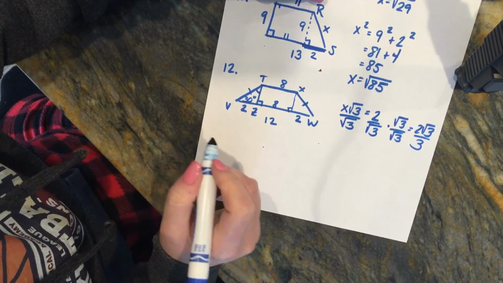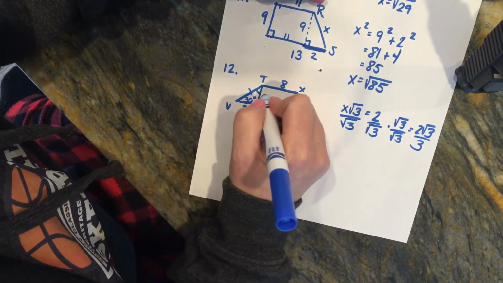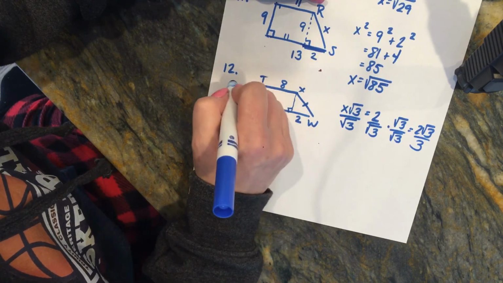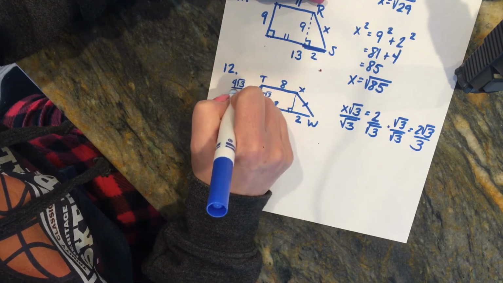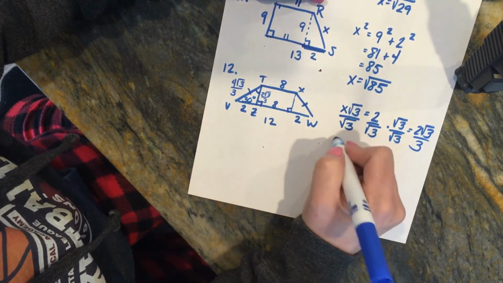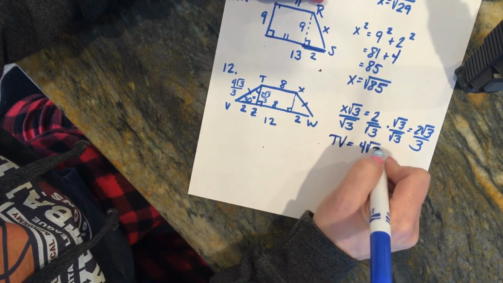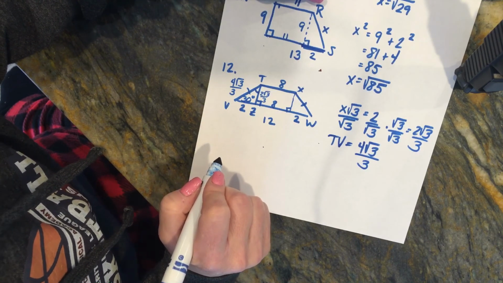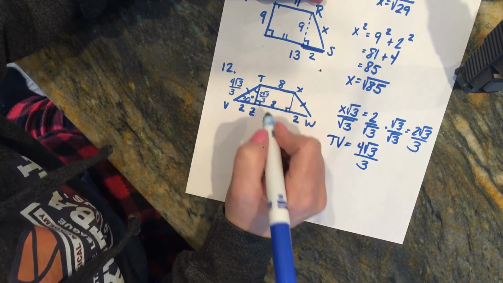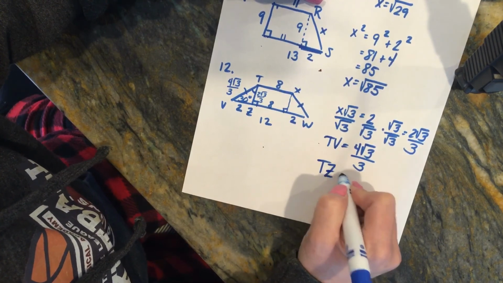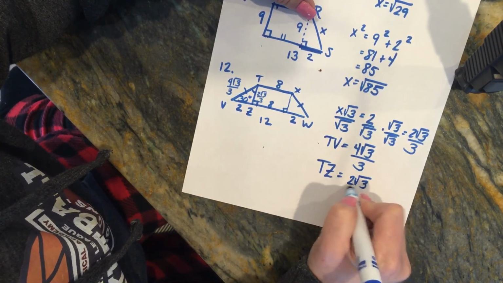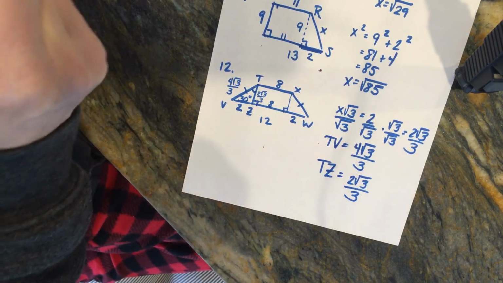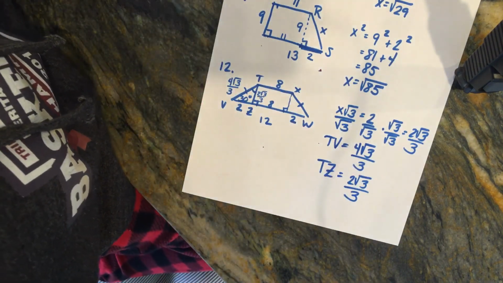Not my favorite number in the world, but that's going to be this piece here, 2 square root 3 over 3, which makes the hypotenuse 4 square root 3 over 3. So there's your TV. The last piece we need is TZ. Oh, we already found TZ. I did that first. So 2 square root 3 over 3. There we go. We went all the way to 12. Next clip will be starting at 24.